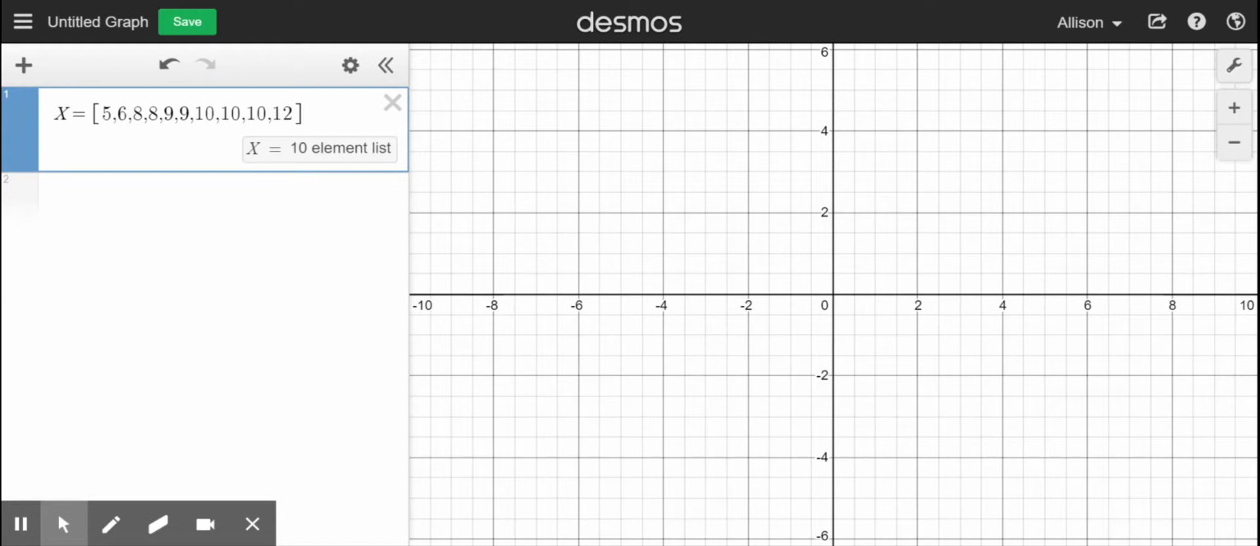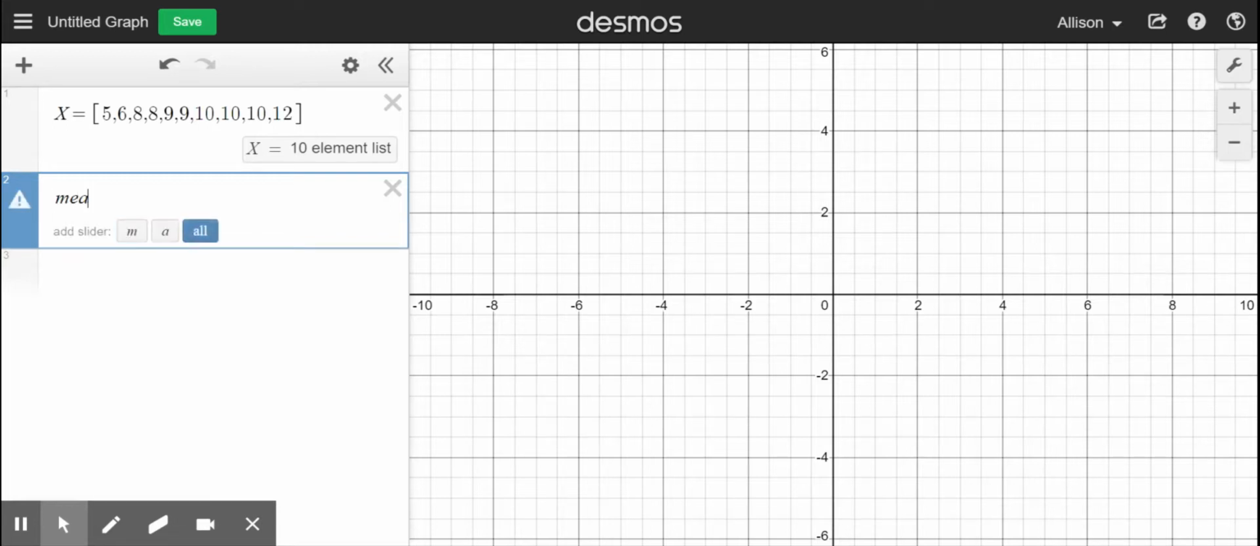The first thing that we're going to find is the mean or the average. Go ahead and click right below where you put your data set. It's going to open up a new row. So we want to find the mean. We're going to type mean, and then parentheses, capital X, because we want to tell the calculator that we want to find the mean of our X data set. This number right here is our mean, 8.7.